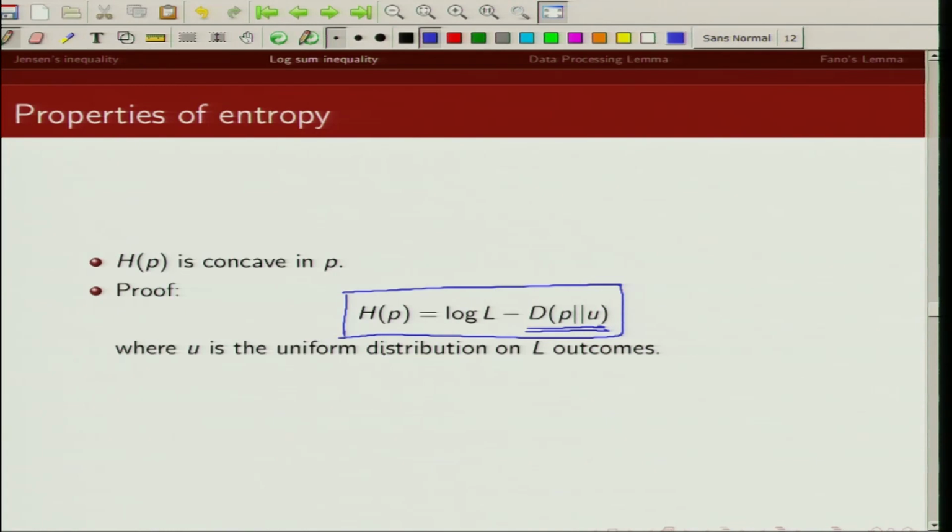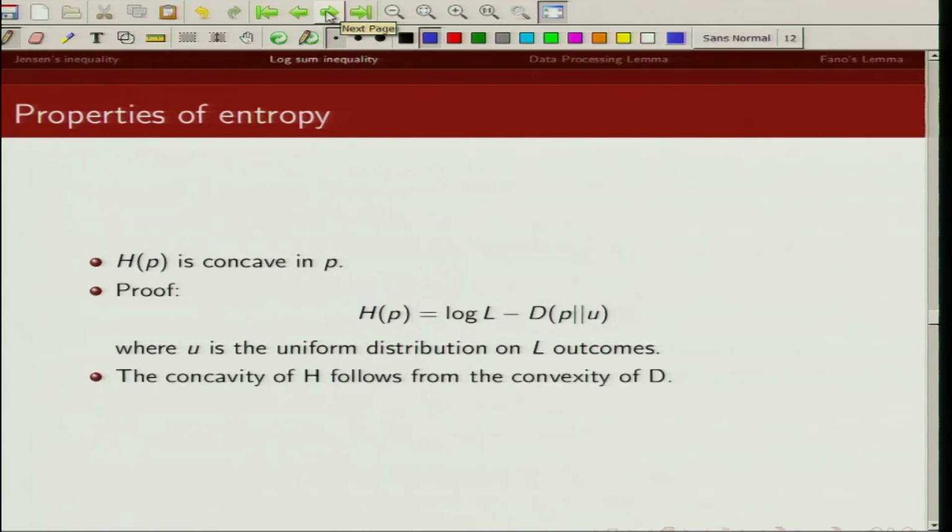So from the previous result it is very clear that entropy is a concave function of P. That is because this is just a constant, and minus of a convex function is a concave function. So as a function of P, h of P, entropy is a concave function. This result follows from the previous result that divergence is a convex function. So the concavity of the entropy function follows from the convexity of the divergence function.